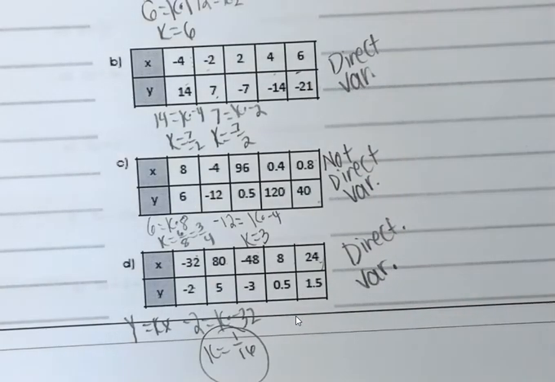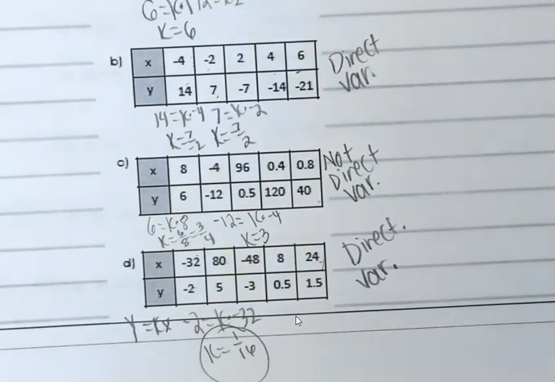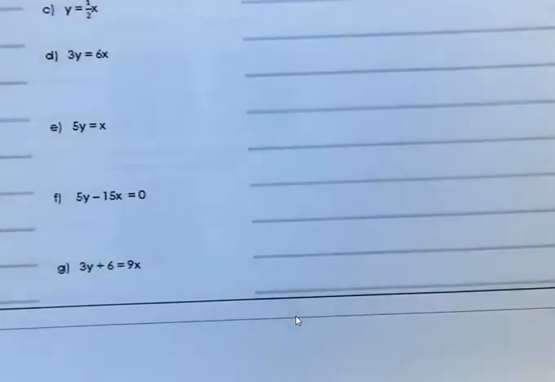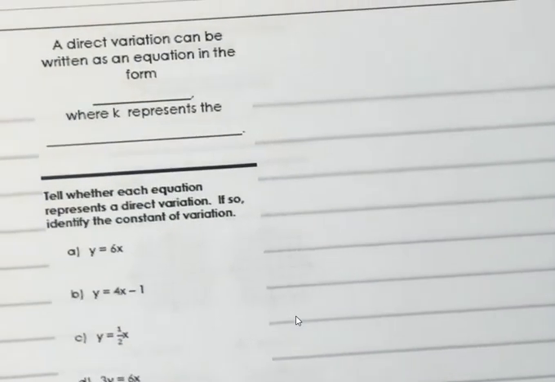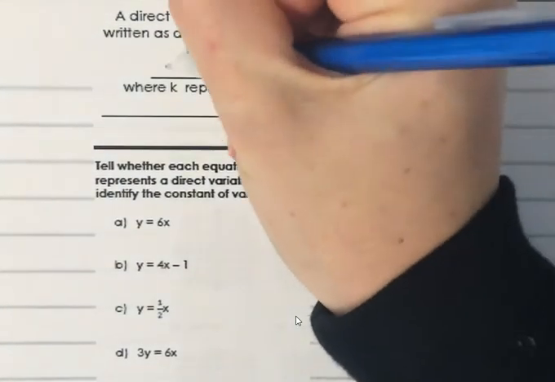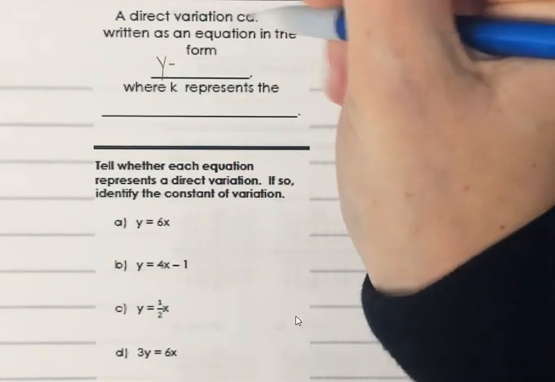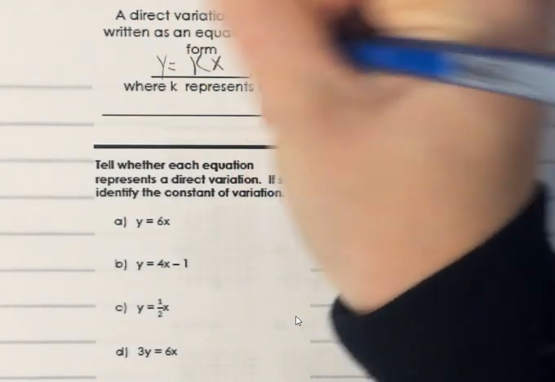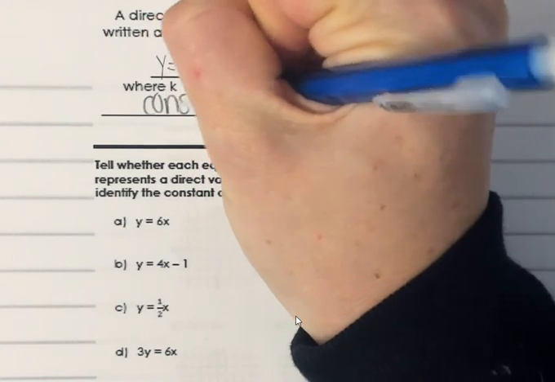So for all of these, you're just using the same formula, y equals kx. We're just checking to see, is it a yes, is it a no. All right, so for the second part of the foldable, we can fill in: this is a direct variation written as an equation. So this equation form is the same thing in the form y equals kx, where k represents the constant.